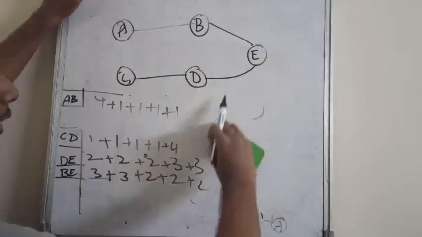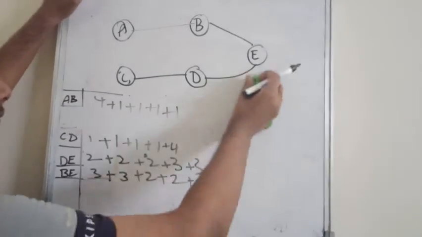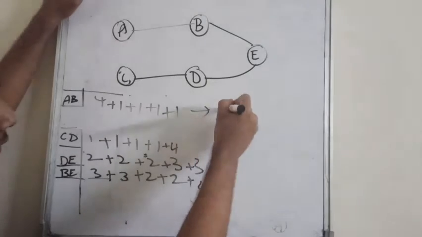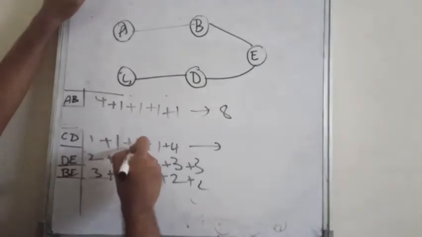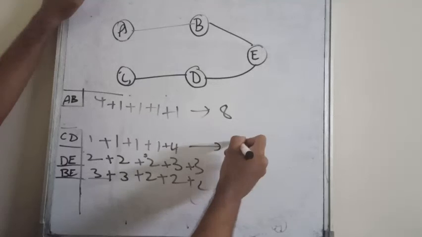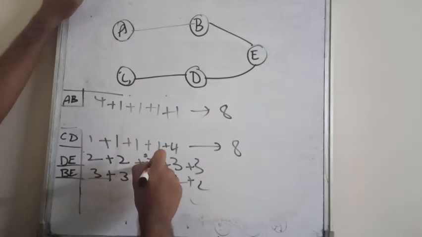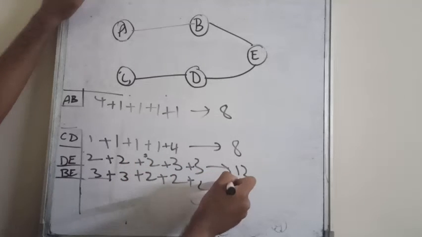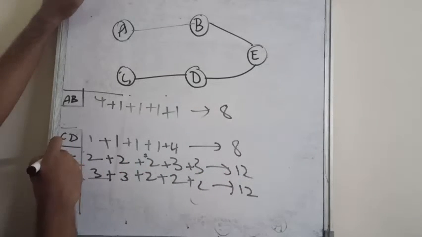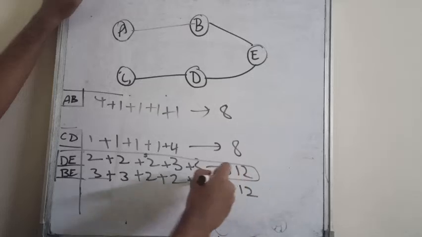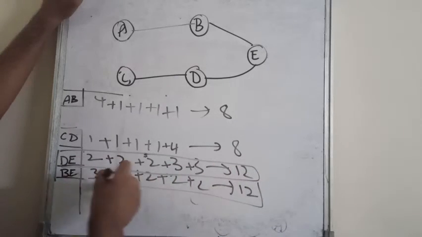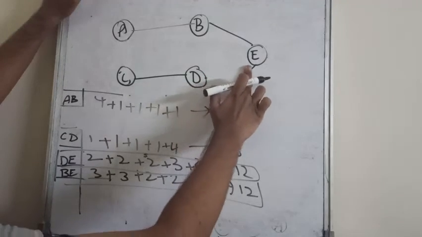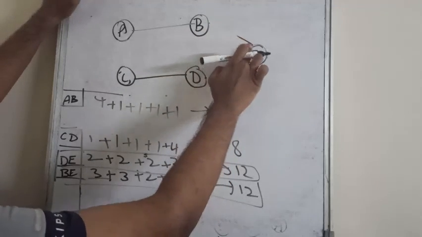Now if you just calculate the values of all these, 4 plus 1 5, 6, 7, 8, 1, 2, 3, 4, 4 plus 4 8, 4 6, 6 plus 6 12, 6, 7, 8, 9, 10, 11, 12. So we are getting two edges with 12. So these are the two edges that have to be removed from our graph. So DE is removed and BE is removed.